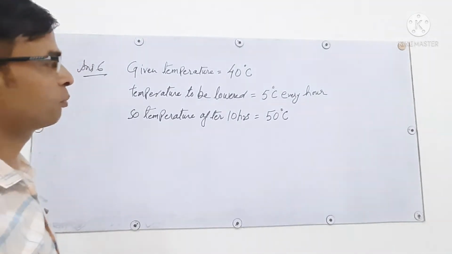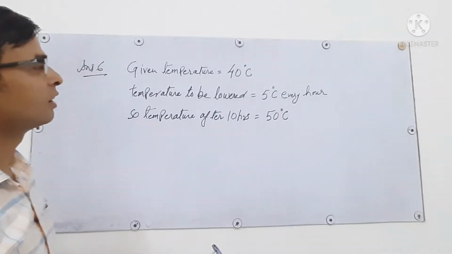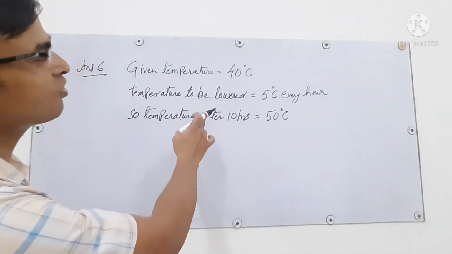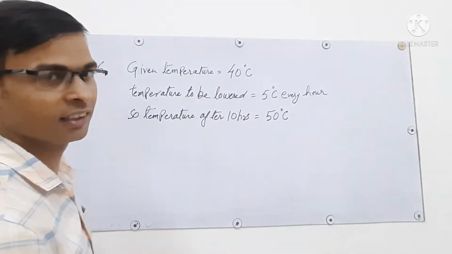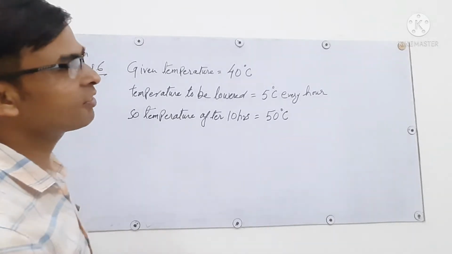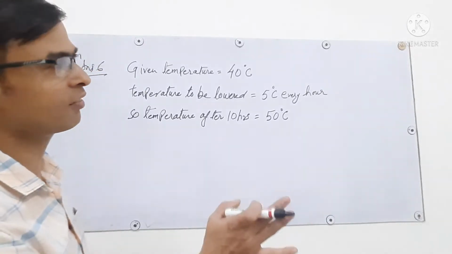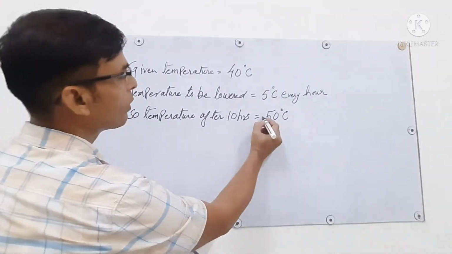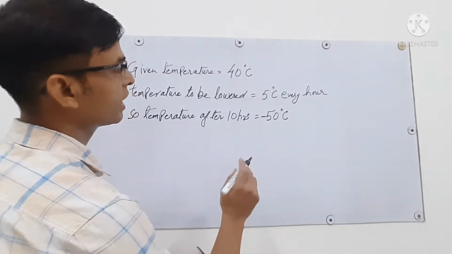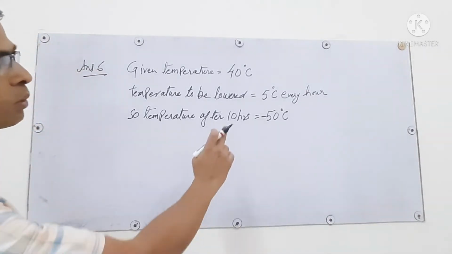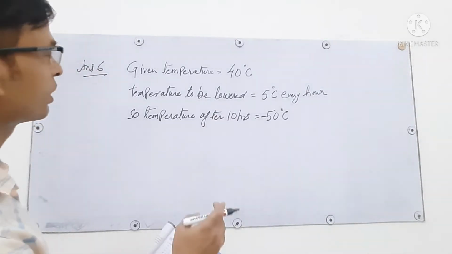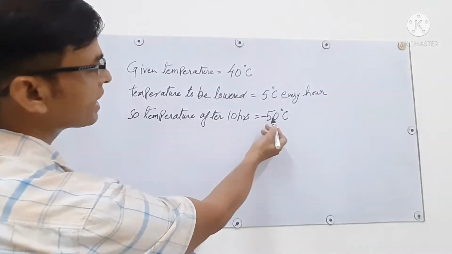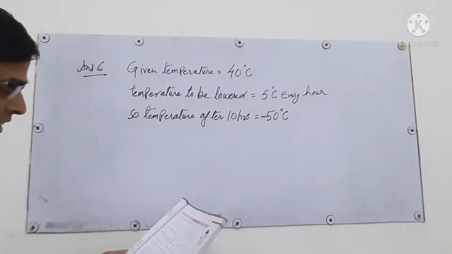But the problem in this question is whether this will be a positive or negative integer. Since we have to decrease the temperature, whenever we decrease any number, we have to lower it. That is, it will be minus. Yes, correct, it will be a negative integer. So the given temperature is 40 degrees Celsius, and the change after 10 hours will be minus 50 degrees Celsius.